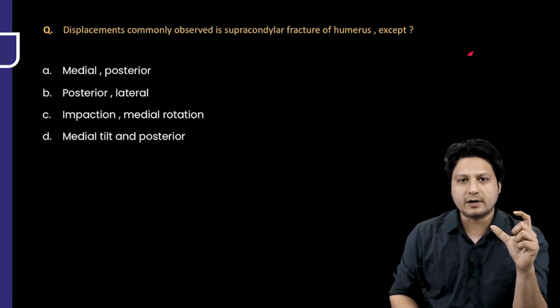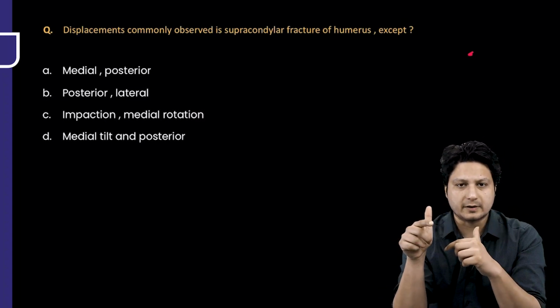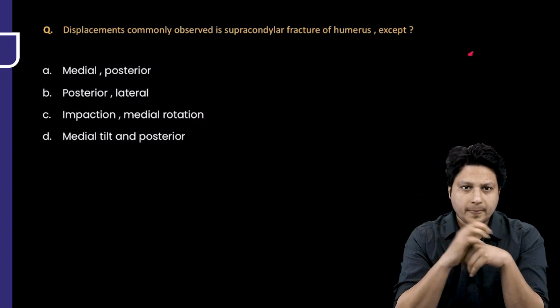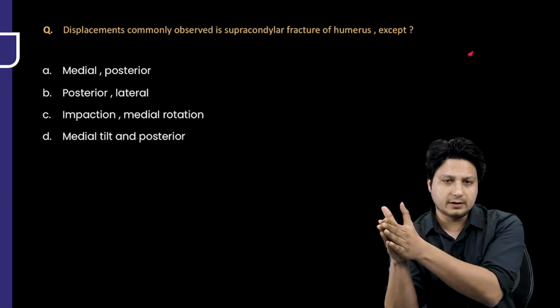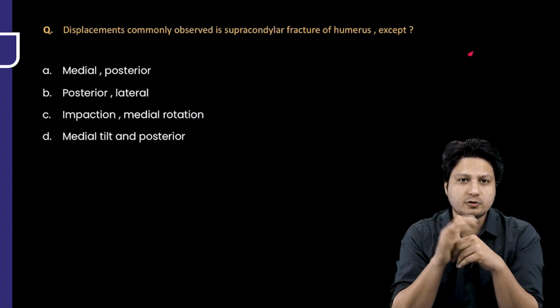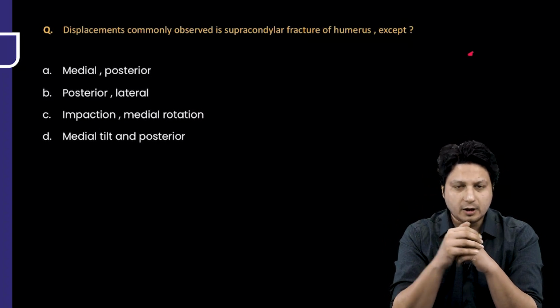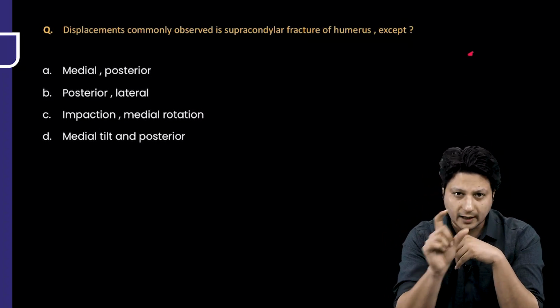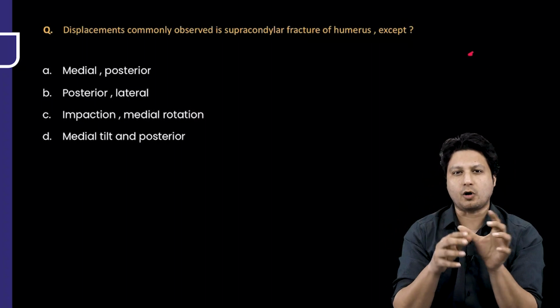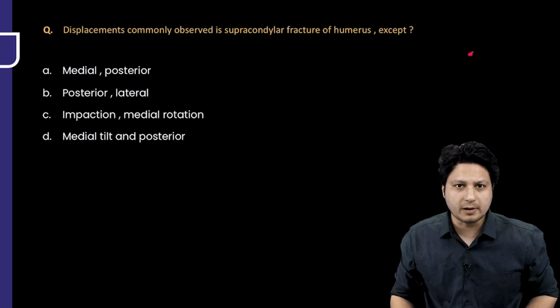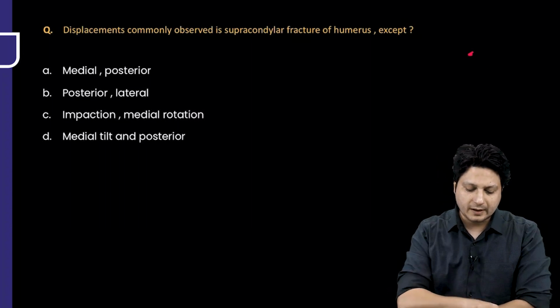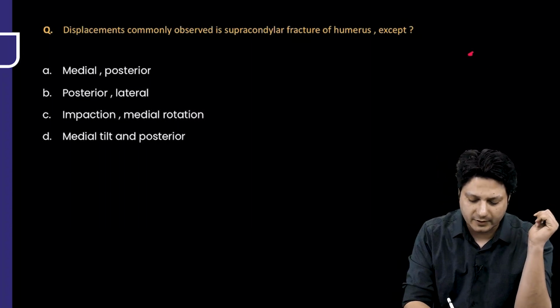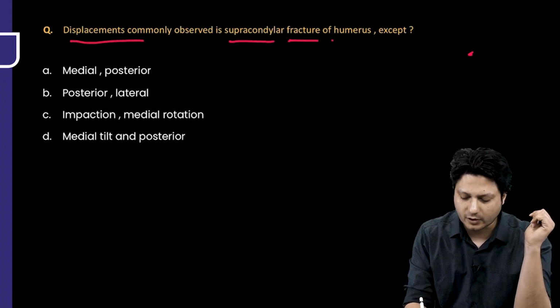Now is the time to have a discussion on the pathological aspects related to the elbow. So to begin with, the next very important topic is supracondylar fractures of the humerus. Before we talk anything related to that fracture in particular, let's have a visualization of the sample questions. The first sample question is: what are the common displacements which are observed in supracondylar fracture of the humerus?